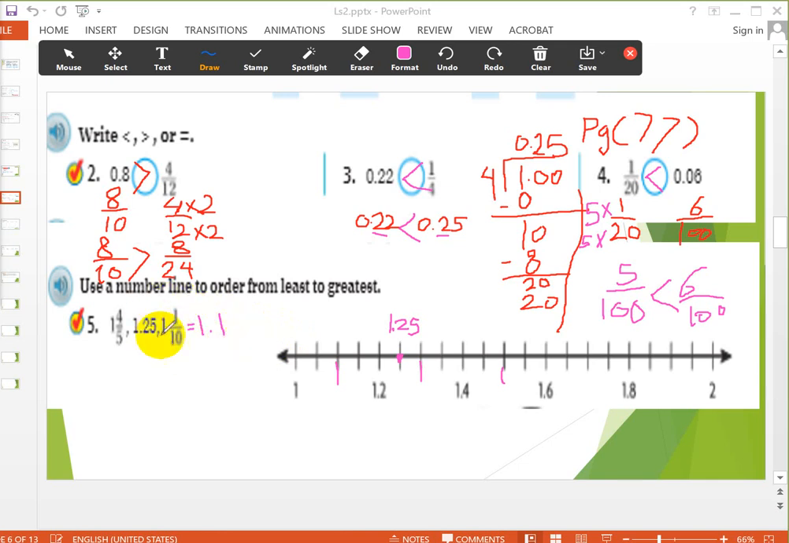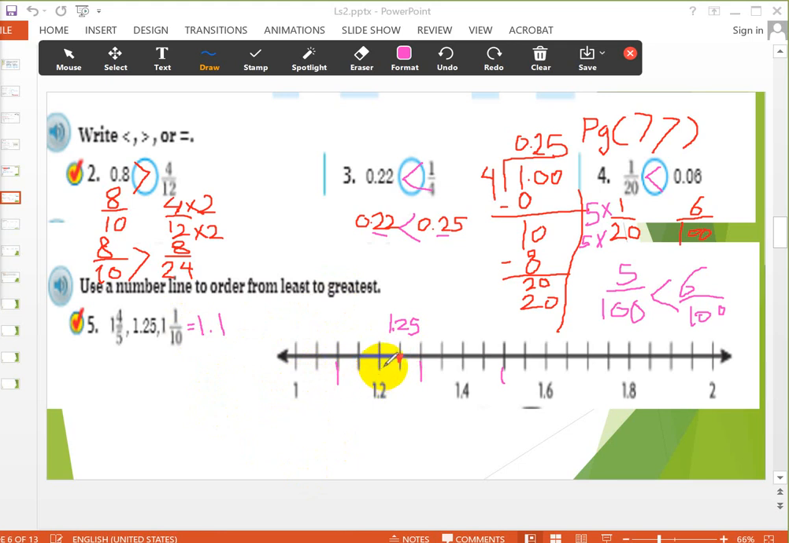So this mixed number will be 1.1 tenths. So can I locate this number here? Yes, I can. This is 1. After 1, I have 1.1.